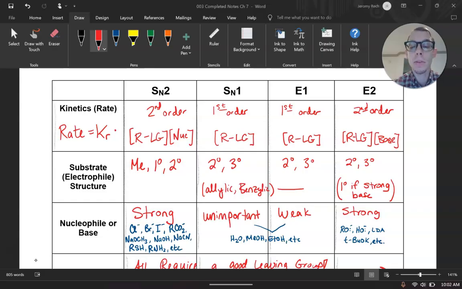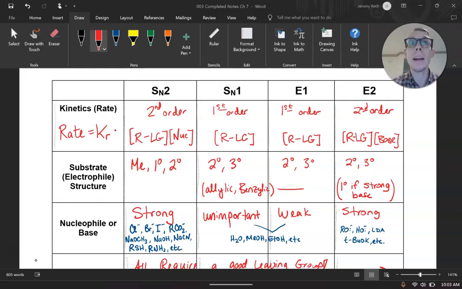The next thing, and it is going to be relatively important, is our nucleophile or our base. That's going to be the thing that does the attacking. In our 2s, both SN2 and E2, we are going to prefer a strong nucleophile or base. And we know that it is strong based on it being charged. If you see a negative charge, that's a good hint that you're going to be doing a 2.